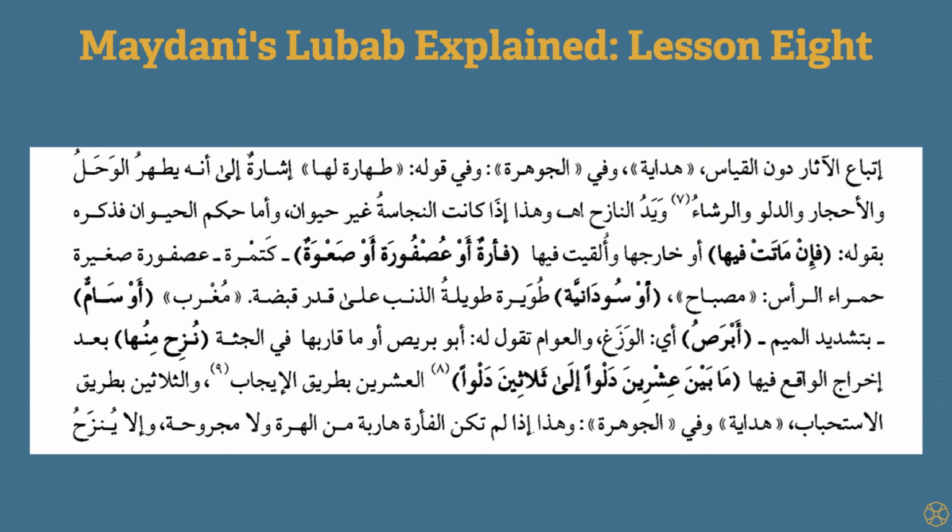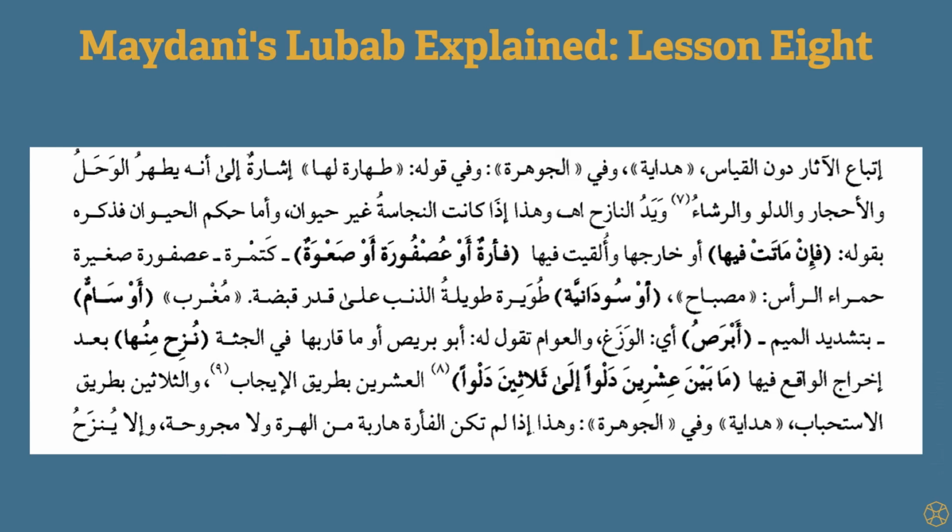30 دلوا, right? Between 20, that's the wajib, and up to 30 is mustahab. That's what's removed. That water is taken out and just spilled away, and that's the hukum of the tathir of the well, right? So he says العشرين بطريق الإيجاب وثلاثين بطريق الاستحباب هداية.